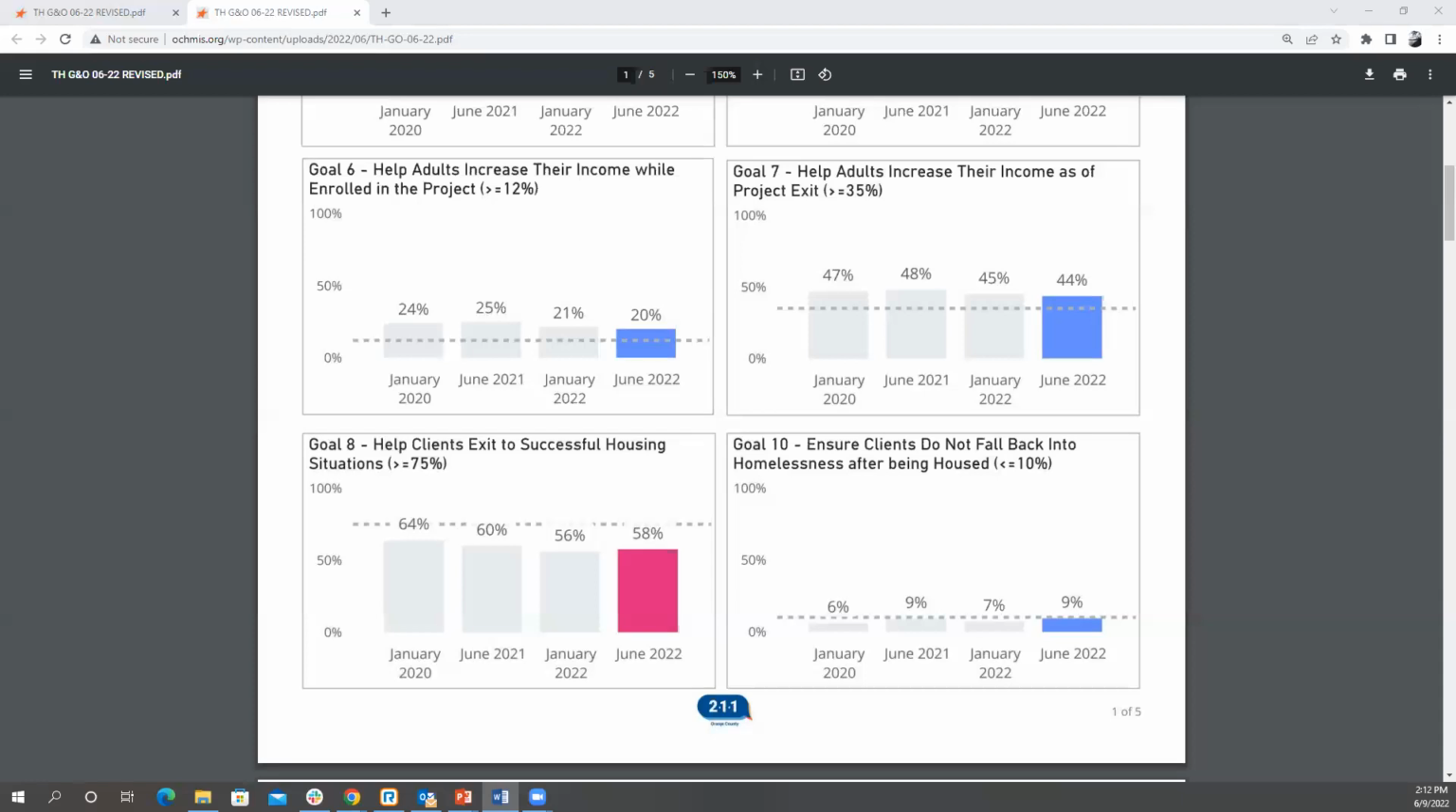Does anyone hate the idea? So, all right. If I don't hear anything otherwise, then we can increase the thresholds for both. So 15% goal 6, 40% goal 7.